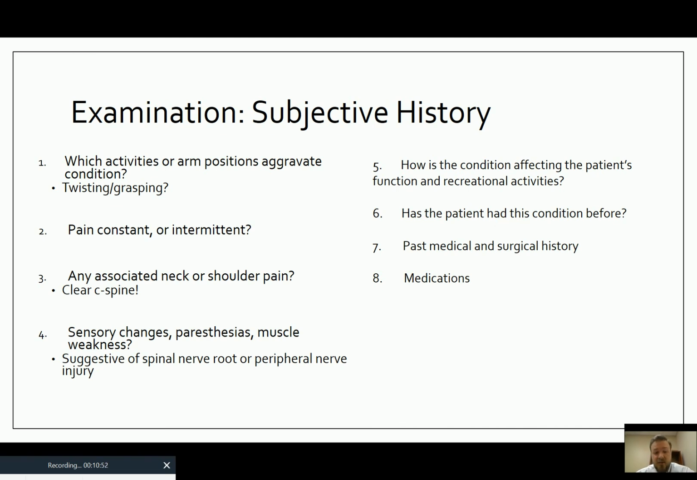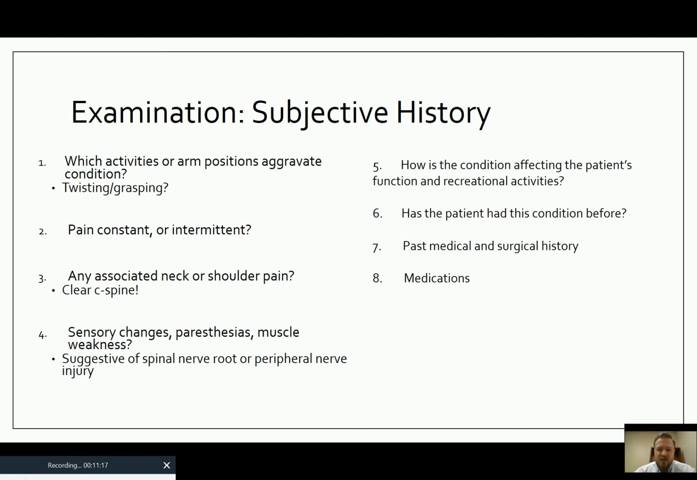This may be suggestive of a spinal root injury or a peripheral nerve injury, and really around the elbow, if it's a traumatic thing, you might be able to infer that it's a peripheral nerve injury, like a crush injury or something of that nature. How is the condition affecting the patient's function and recreational activities? You want to make sure you dive into this so you have a clear goal in mind of what you want to get this patient back to.